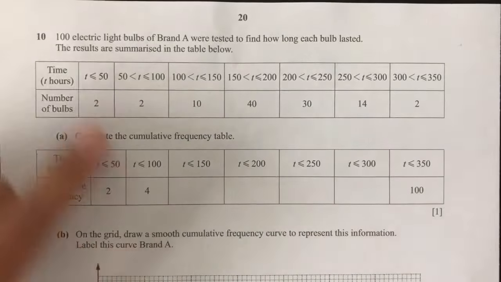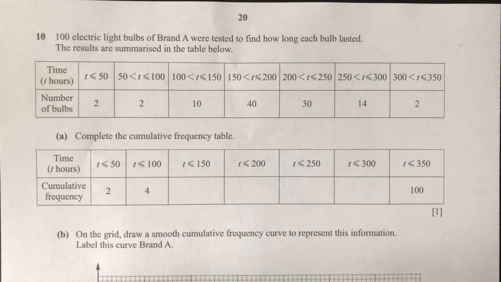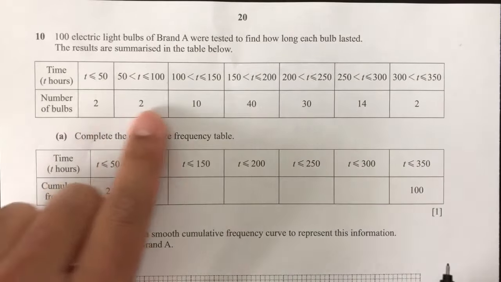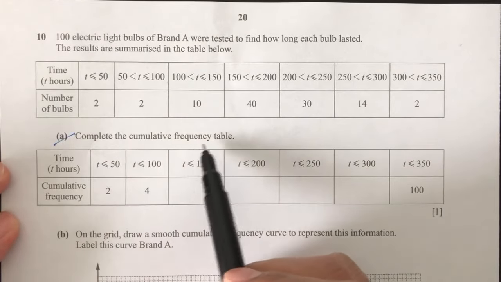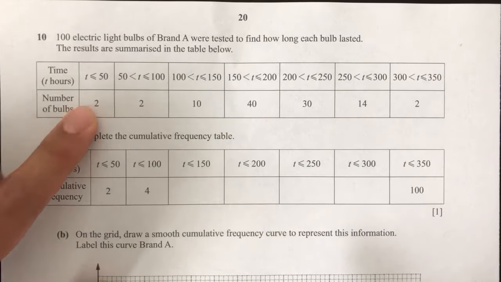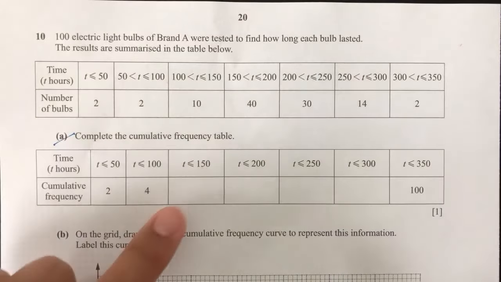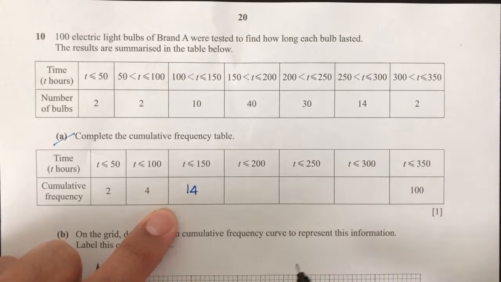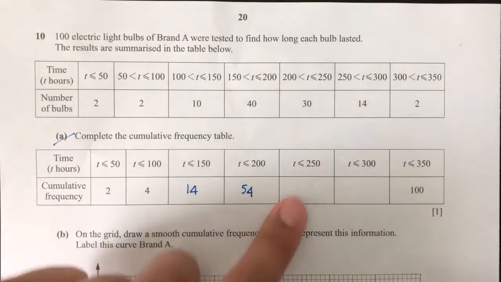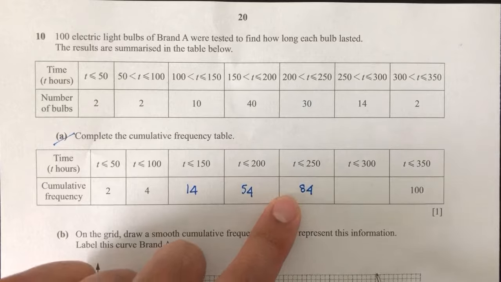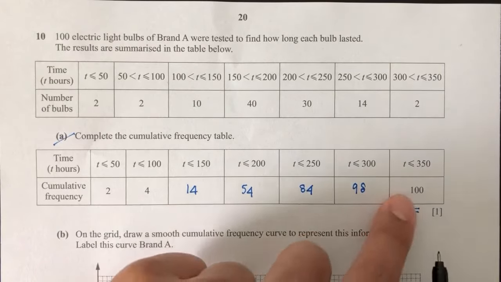Question number 10, we have 100 light bulbs of brand A were tested. Now we have the summary of the results in this table. So question part 1, complete the cumulative frequency table. So first one is 2. This will be 2 plus 2 is 4. 4 plus 10 will be 14. 14 plus 40 will be 54. 54 plus 30 will be 84. 84 plus 14 will be 98. In total, we have 100.